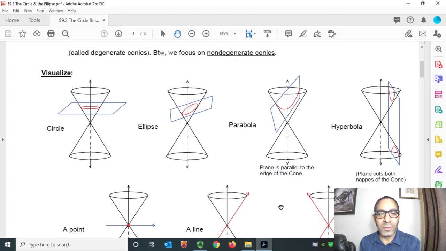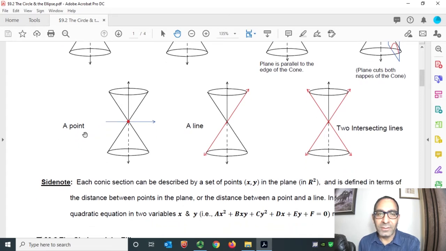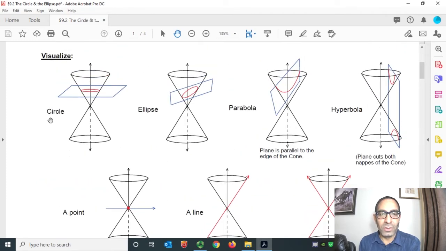Now let me give you the degenerate conics also. If the plane cuts the cone at a vertex, then the cross section is either a point or a line or a pair of intersecting lines. But in this class we only focus on circle, ellipse, parabola, and hyperbola.